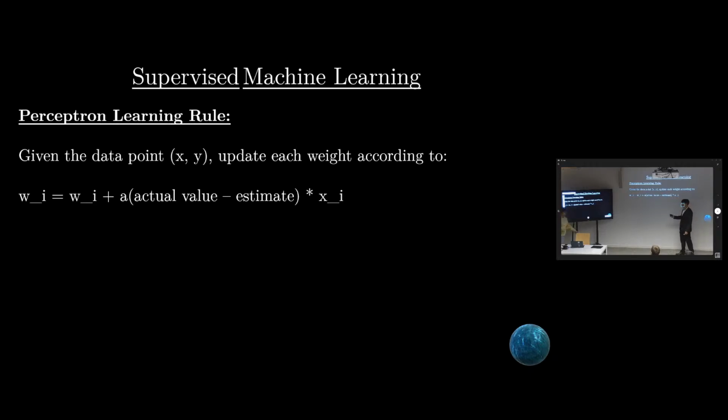Yes? I have a question. What happens when the actual value is equal to the estimate? If the actual value is equal to the estimate, then our weight was correct, and actual value minus estimate would be equal to 0. Then wi is equal to wi plus 0, so wi is equal to wi. Nothing changes, because our weight was perfect.